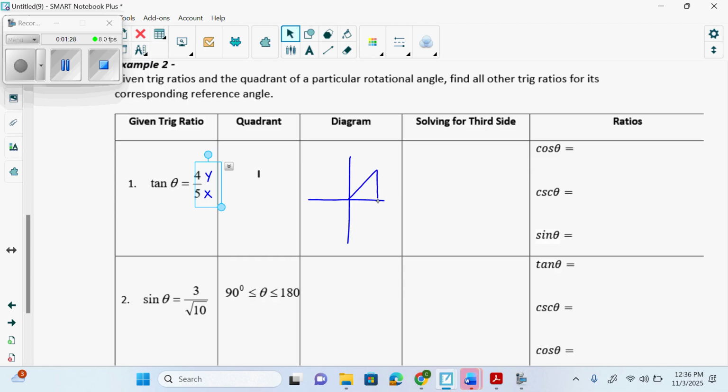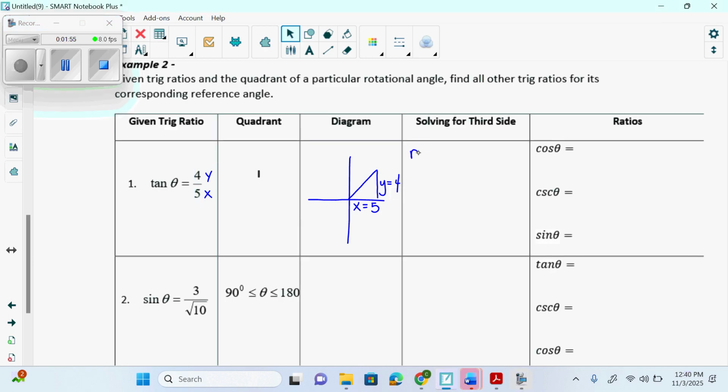Bow ties always, correct? Are you writing this? Okay. X is 5. Y is 4. I want you guys to find the third side, which is r. r is always what? r is always positive because it's a radius measure. And then you're going to do the three trig ratios. Go. So we find the third side.